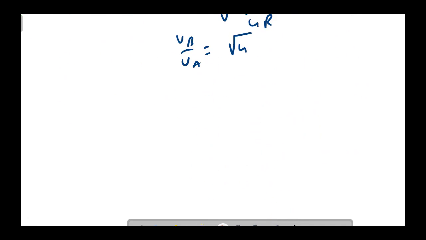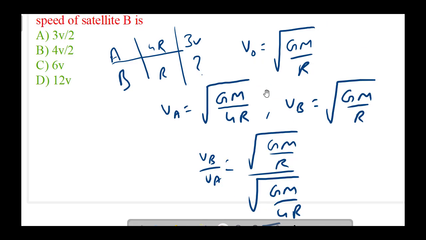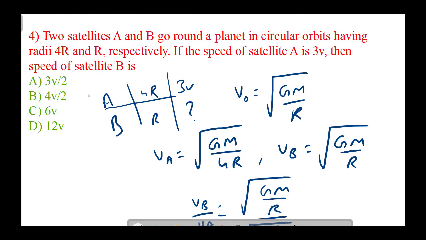VA is given as 3V. So we substitute the value of VA, which is 3V. So VB is equal to 3V times root 4. Now root 4 is 2, so this is 3 times 2, which is 6V. So the velocity of satellite B is 6V. Let us check the answer. 6V is given, so this is the answer, 6V.